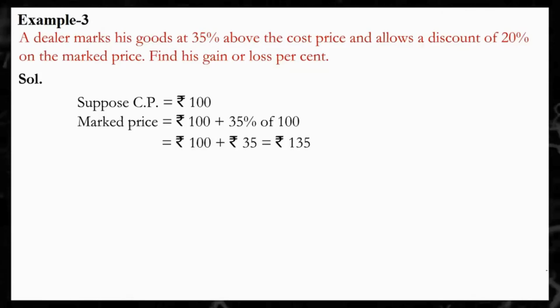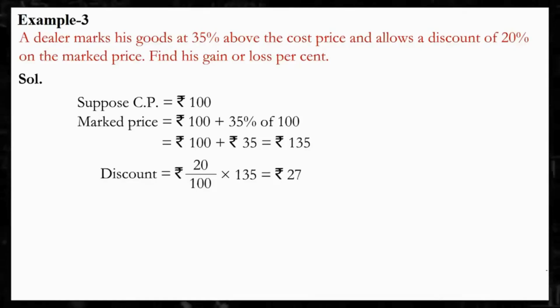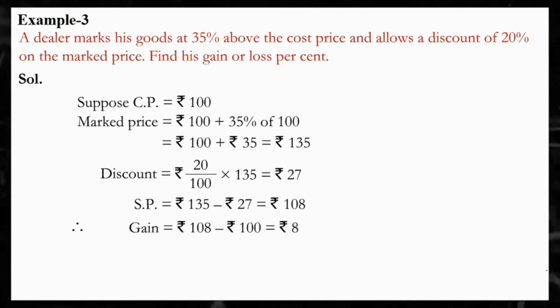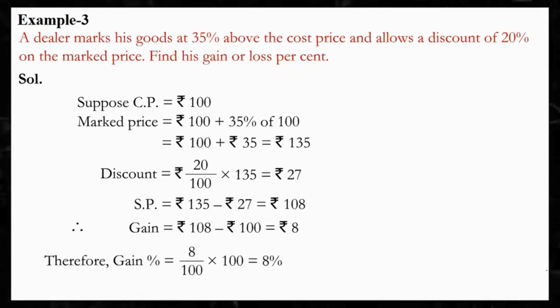equal to Rs 135. Discount is equal to Rs 20 upon 100 into 135 is equal to Rs 27. SP is equal to Rs 135 minus Rs 27 is equal to Rs 108. Therefore, gain is equal to Rs 108 minus Rs 100 is equal to Rs 8. Therefore, gain percent is equal to 8 upon 100 into 100 is equal to 8%.